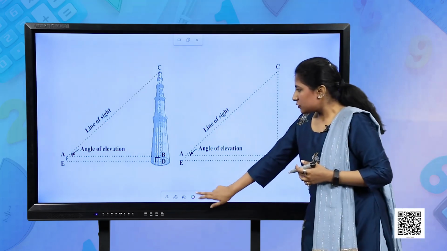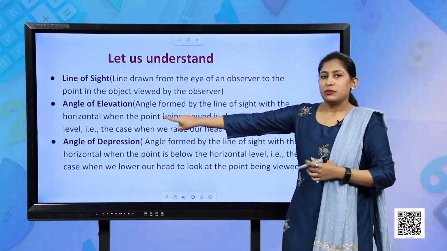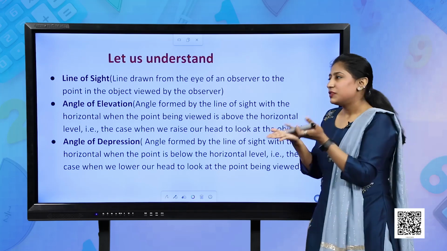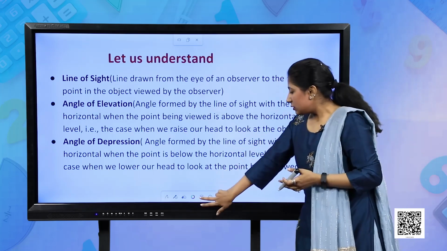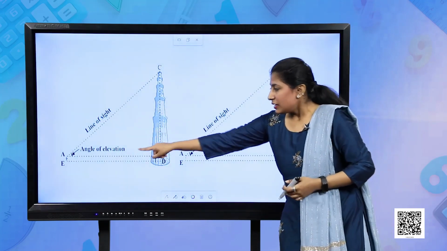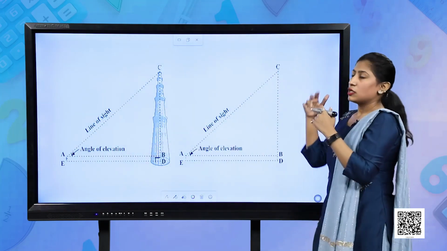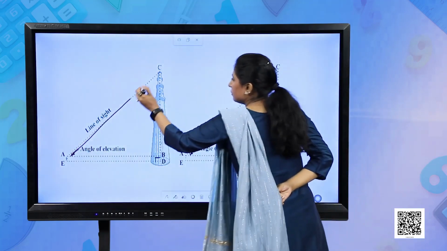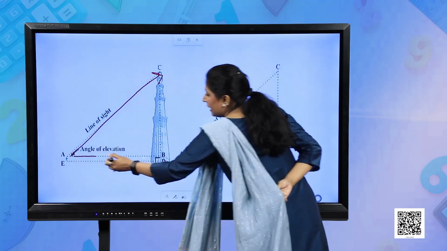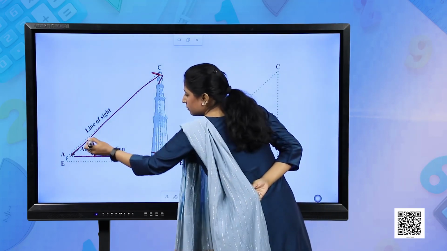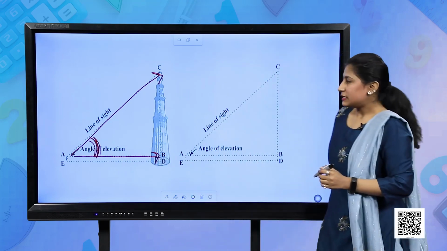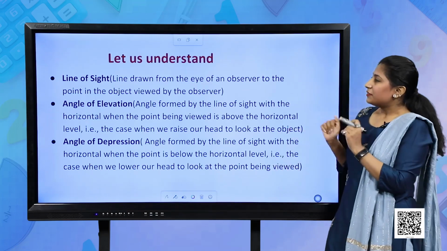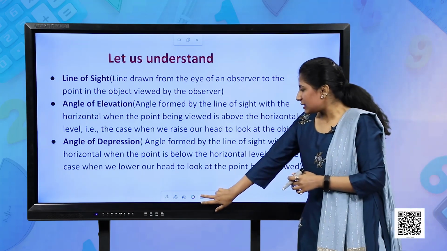Now when we move to the previous slide, the second term we can easily understand, angle of elevation. See, elevation means raising the level. In this next slide, the person has to raise the head to look at the top of the minar. That means this angle being formed between the line of sight and horizontal is called angle of elevation. Do you understand? So moving to the next slide. Angle of depression we will understand. Let's move on to the next slide.